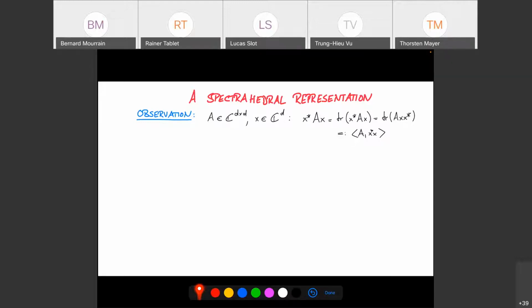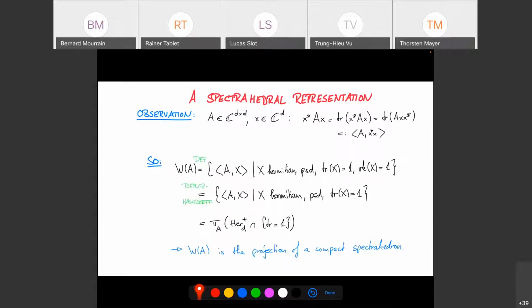I'm not sure why my connection is not so good, but I hope you can still see. Okay. So with this trick, once you can see the slide, okay.